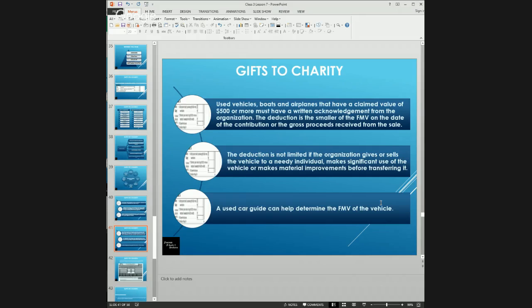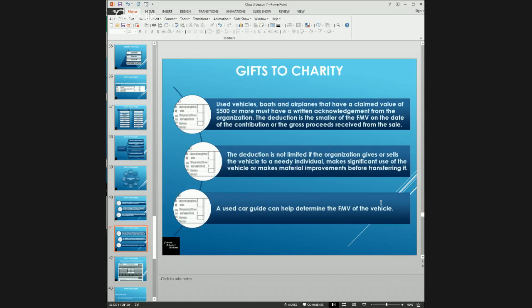Used vehicles, boats, and airplanes that have a claimed value of $500 or more must have a written acknowledgement from the organization. The deduction would be the smaller of the fair market value on the date of the contribution or the gross proceeds received from the sale.